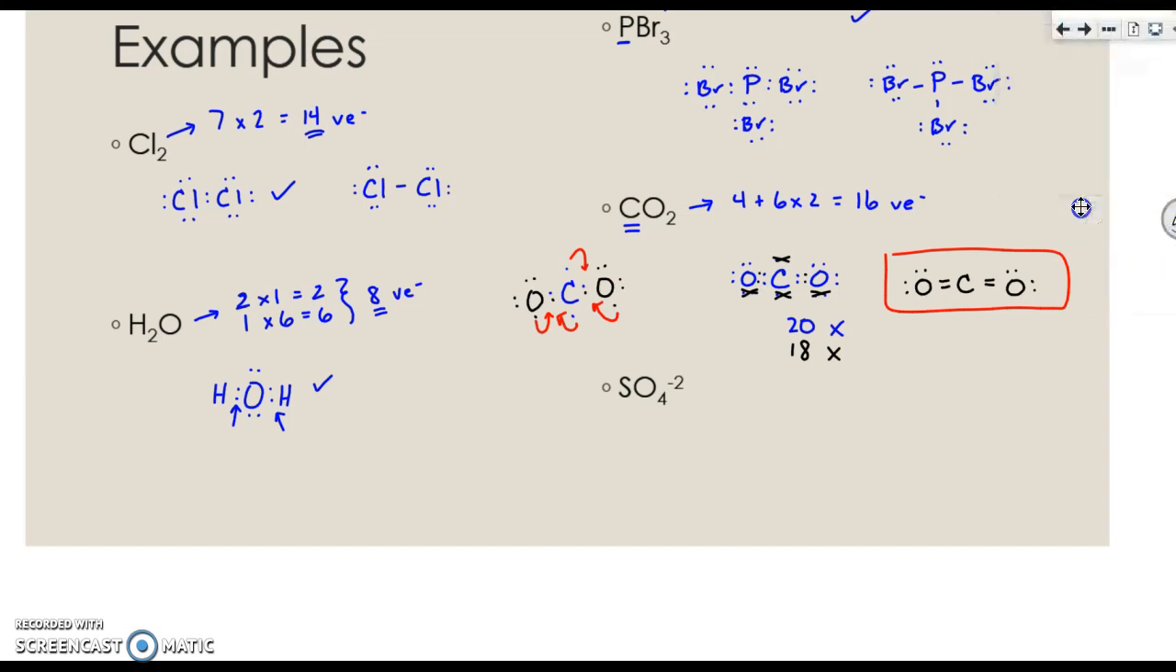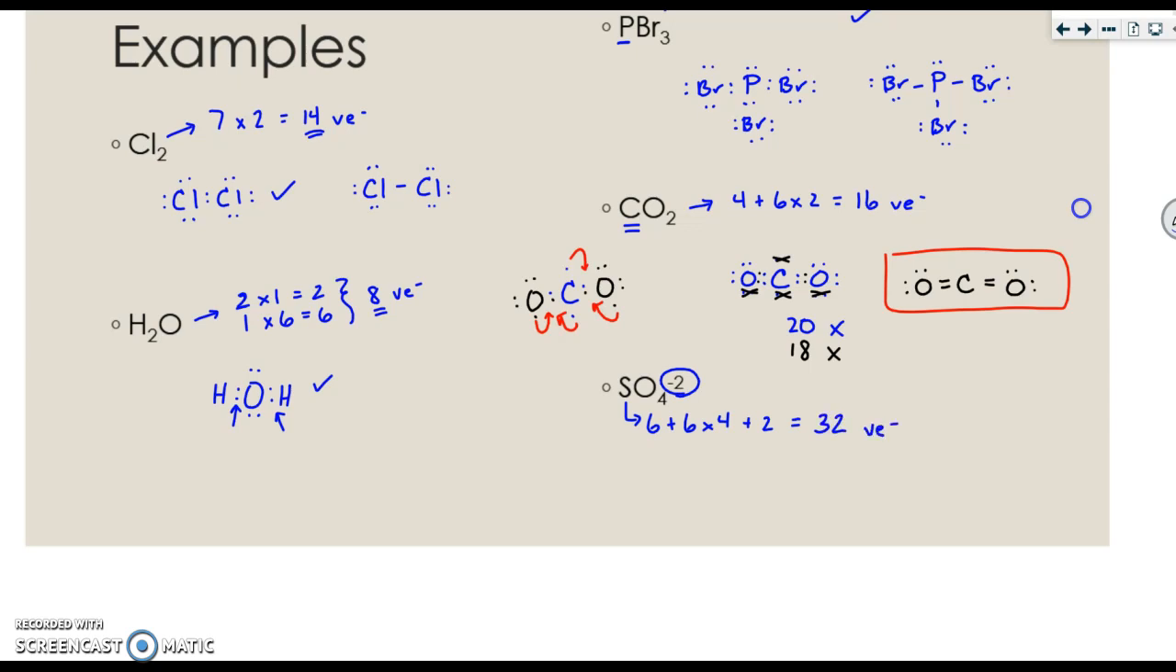SO4 is an ion. This -2 means there's an additional 2 electrons than what you would initially expect. So there's 6 from the sulfur, because sulfur is in group 6A. And then we're going to add 6 times 4 for the oxygens. Again, they're also part of 6A. And then I'm going to add 2 more because of this -2. When I do that, you get a total of 32.